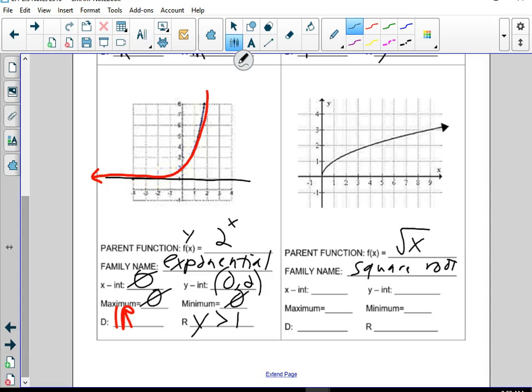Okay, the X-Intercept. Well, where's it starting? It's starting at 0, 0. The y-intercept is the same thing because it's starting at 0, 0. So it's hitting both axes at 0, 0. The maximum, no such thing. It's going to keep getting higher and higher.